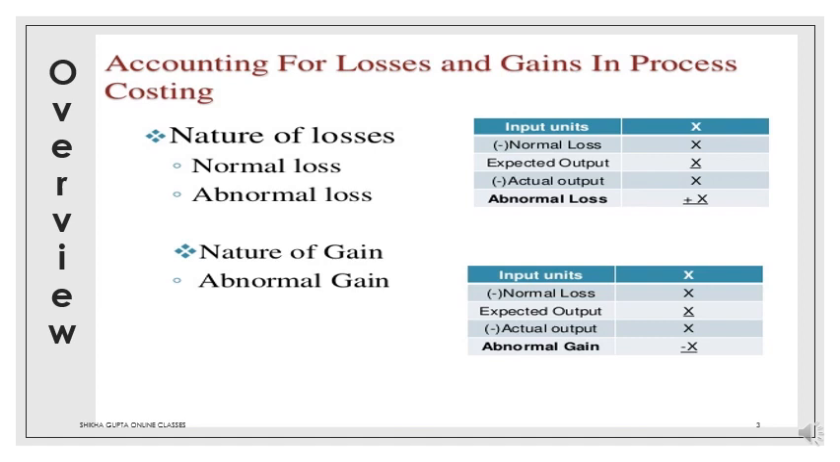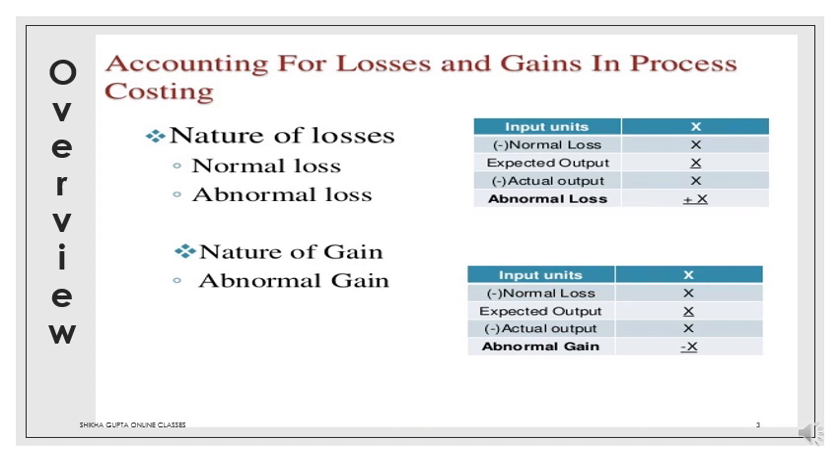But let's take an example. In one of the cases, your actual output is just 7 units. 2 more units are lost. So that will be abnormal loss. But on the other hand, if your actual output is, let's say, 11 units, so that will be the gain. That will be the abnormal gain. So now you can have a look at this.